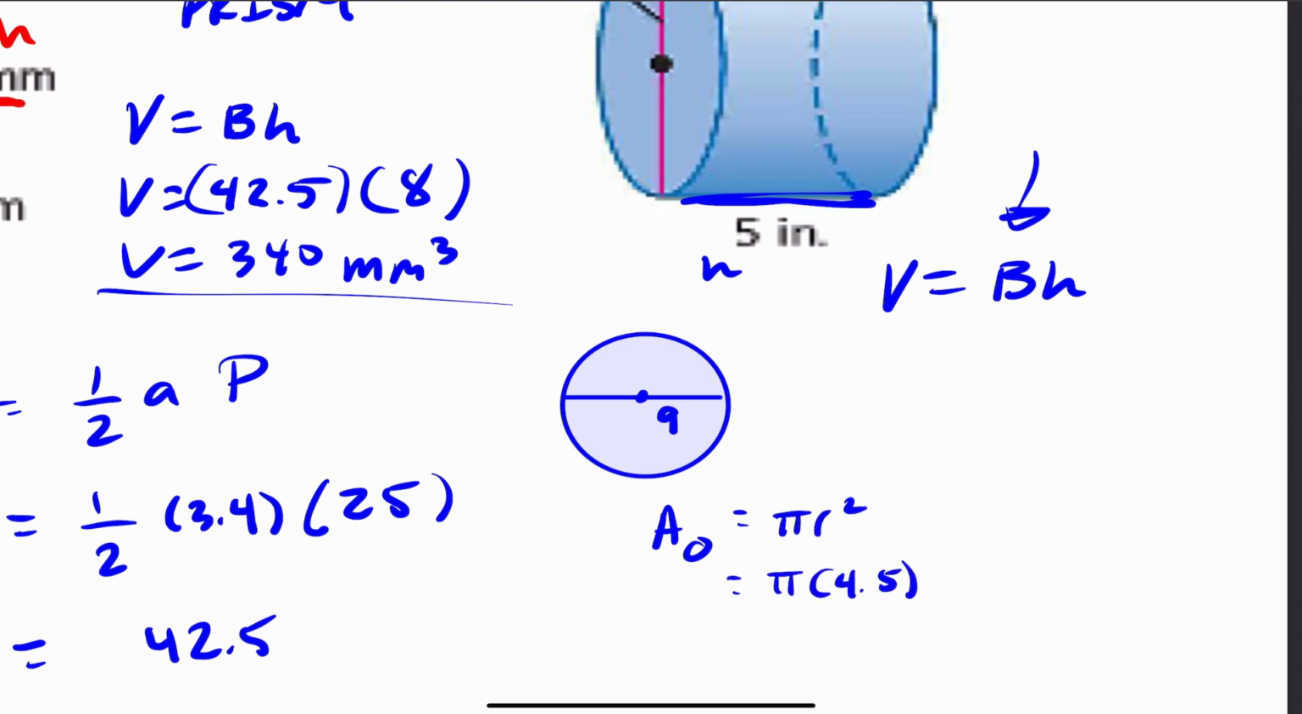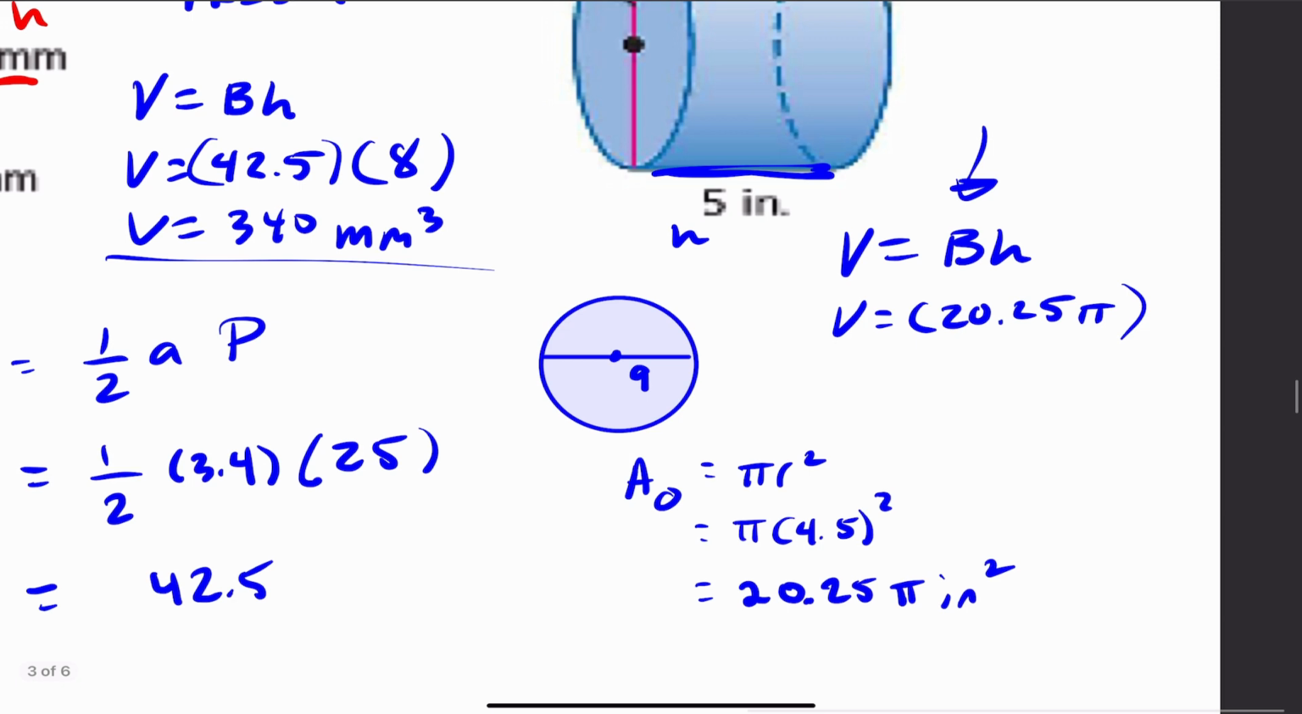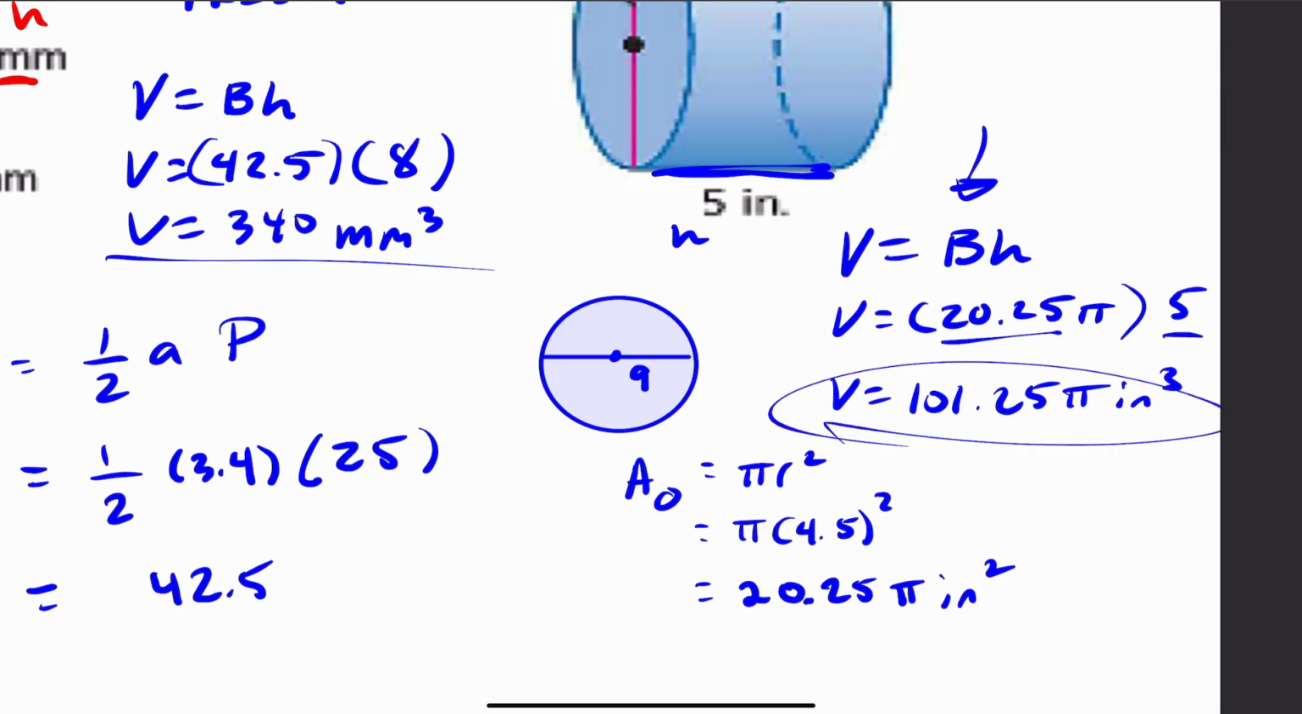So pi times 4.5 the quantity squared, and 4.5 the quantity squared is 20.25 pi square inches. So V equals 20.25 pi times 5. So I need to multiply the 20.25 and the 5 together, and I get V equals 101.25 pi cubic inches. That's my answer.